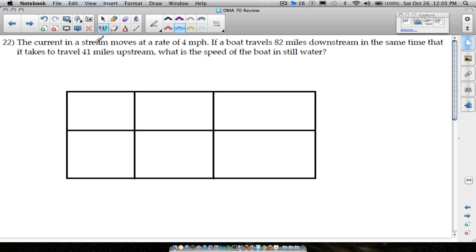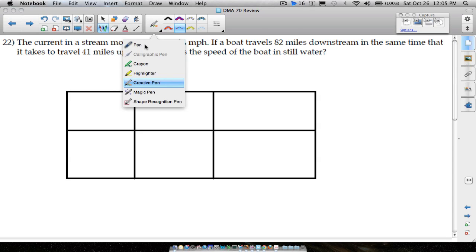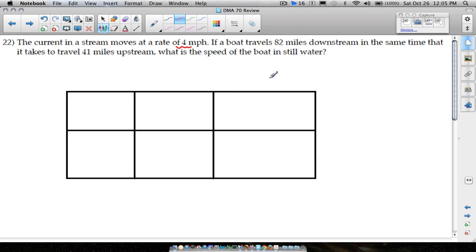We're dealing with a distance, rate, and time problem. The current in a stream moves at a rate of 4 miles per hour. That's going to be the rate of the stream. Either it's going to be pushing us at 4 miles per hour or it's going to be pushing against us at 4 miles per hour, depending on whether we're going upstream or downstream. If a boat travels 82 miles downstream in the same time that it travels 41 miles upstream, what is the speed of the boat in still water?